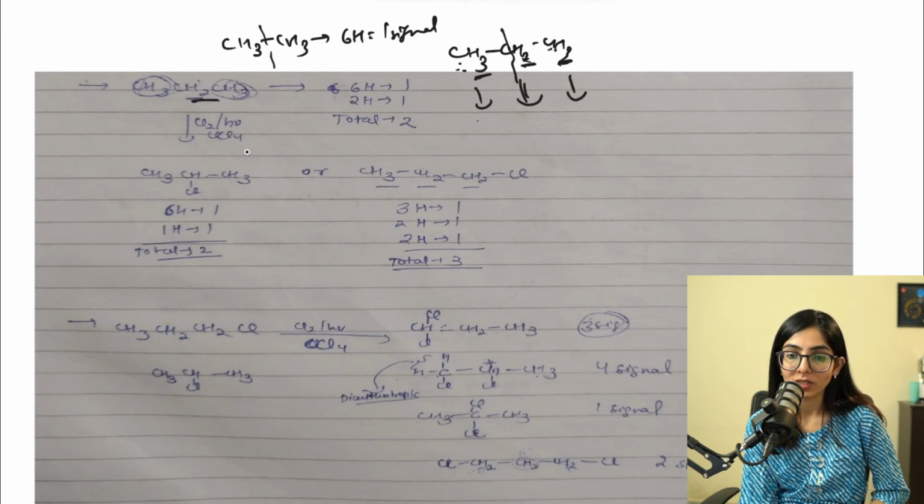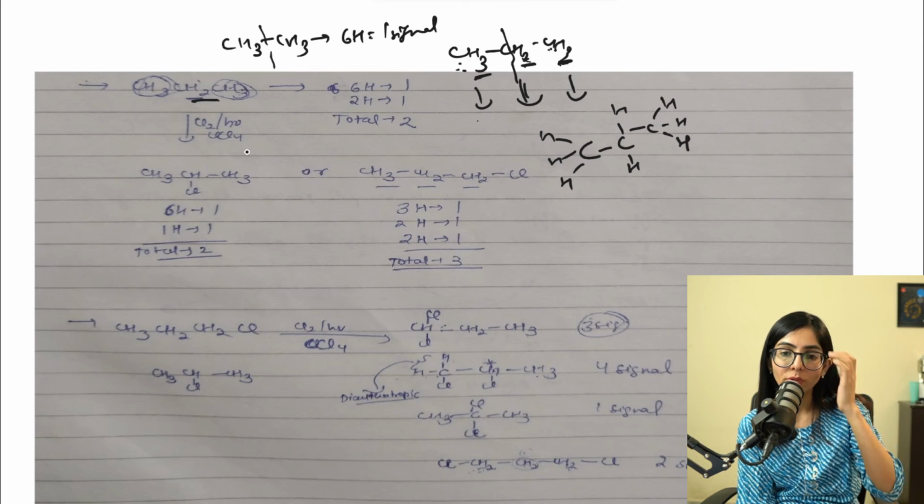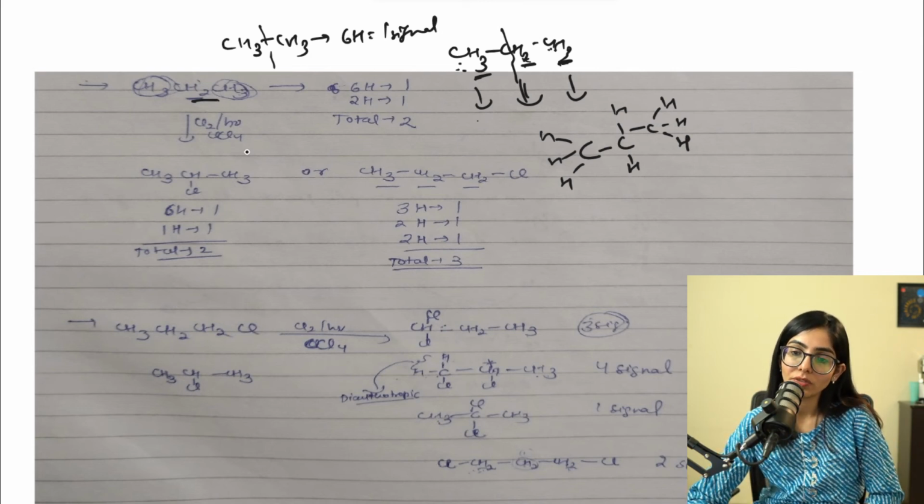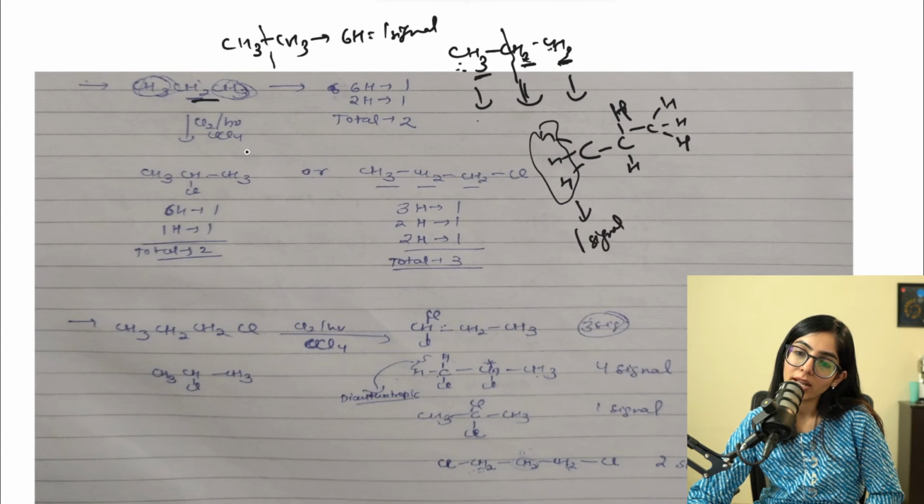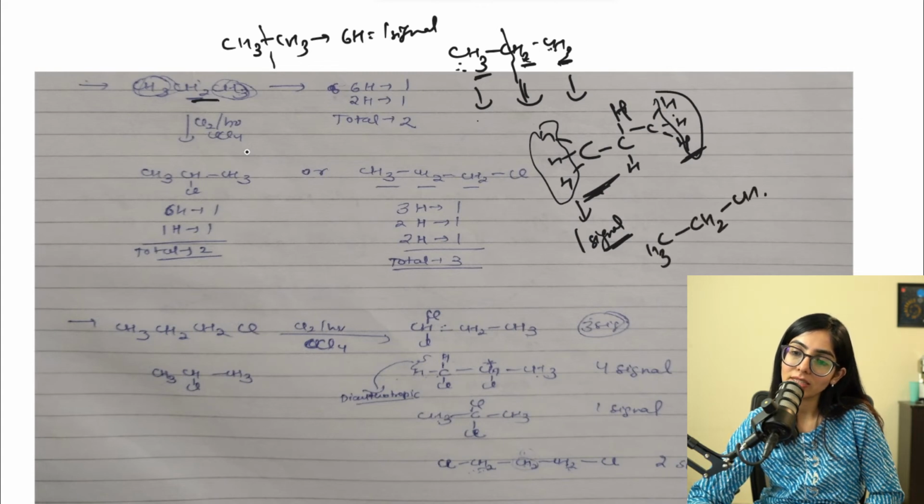Let's just see. It is CHHH, CHH, and over here, 3 hydrogen. So what will happen now? These 3 hydrogen, they'll be giving one signal. And these 3 hydrogen, they are same as this only. Tell me, this is CH3 group. This is CH2. This is CH3. Tell me, these 3 hydrogen is connected to C and CH2. And same with this. These 3 hydrogen is connected to C and CH2.